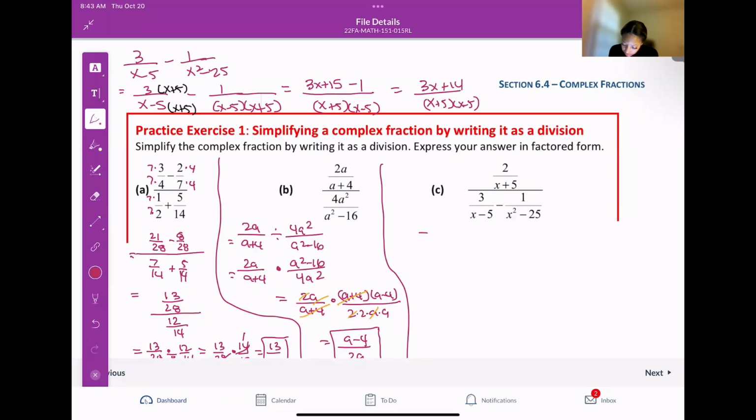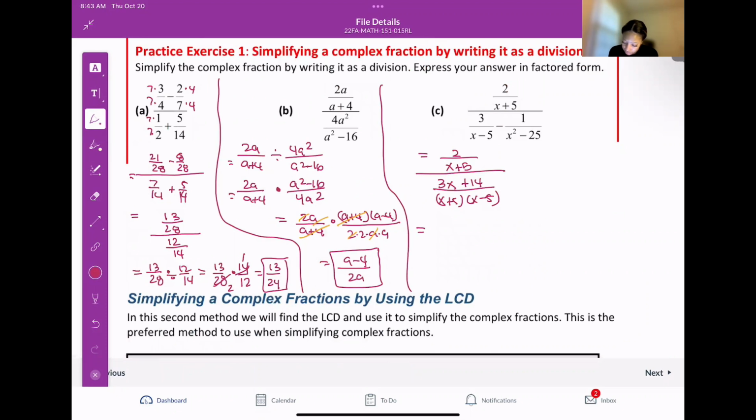So from here, we'll say that this is equal to 2 over x plus 5 divided by 3x plus 14 over x plus 5 times x minus 5. Then we can rewrite this using division. So this is 2 over x plus 5 divided by 3x plus 14 over x plus 5 times x minus 5.